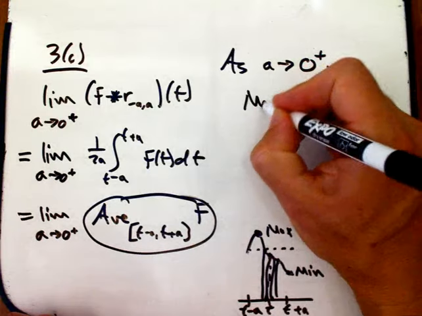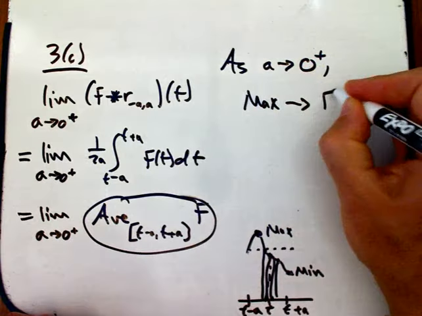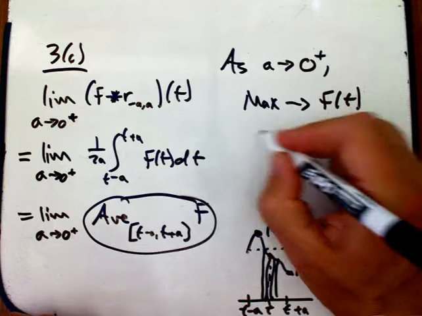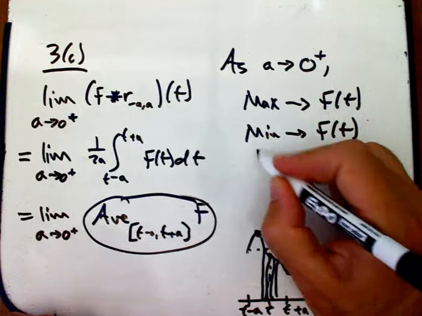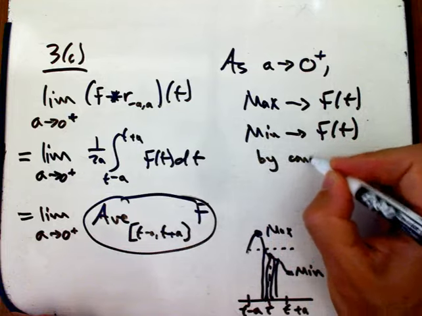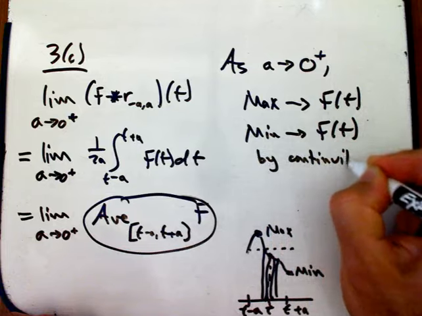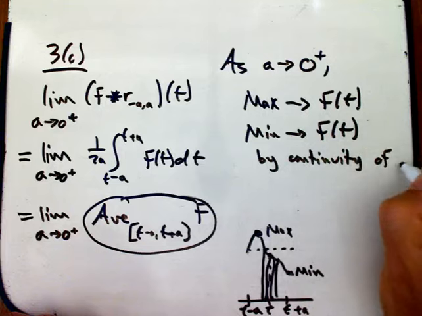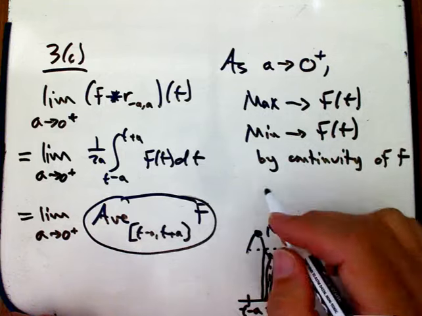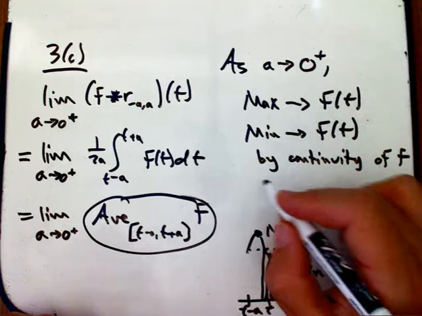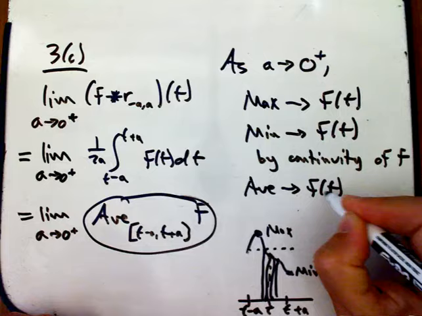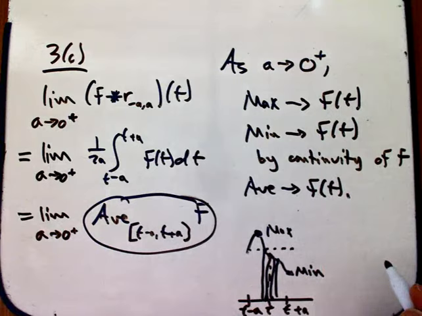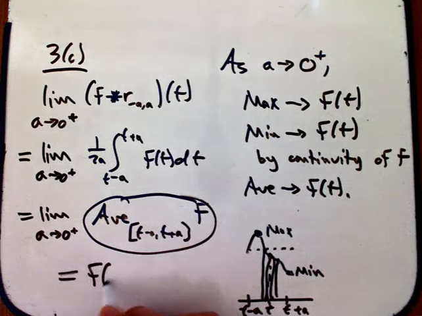The max approaches f of t, and the min approaches f of t, by continuity of f. And by the squeeze theorem, that means the average has to converge to f of t. Okay, and so this is f of t.